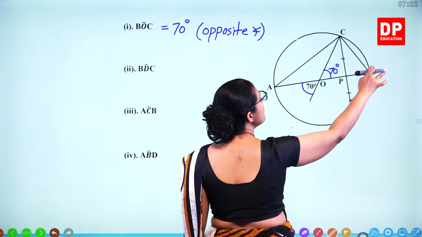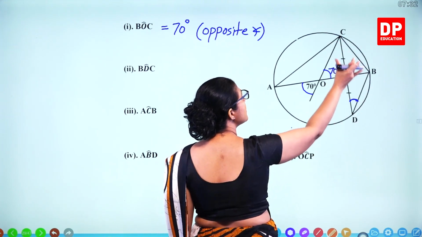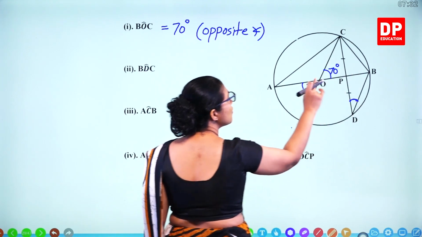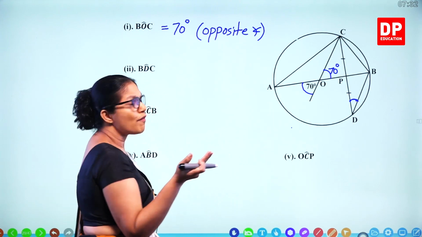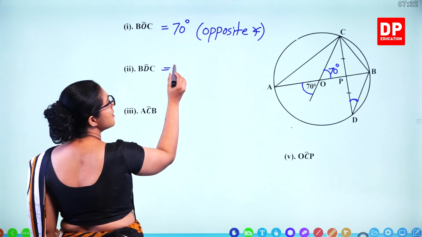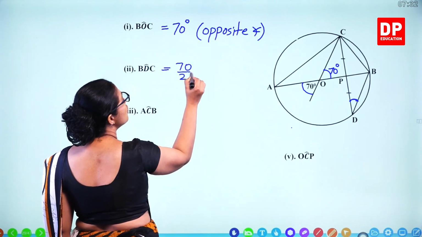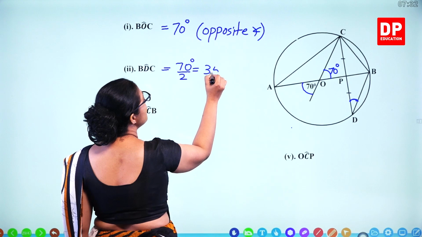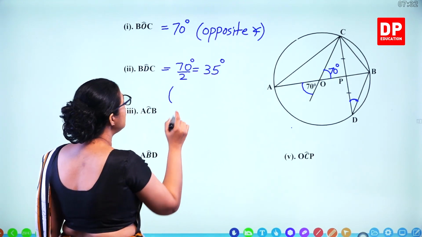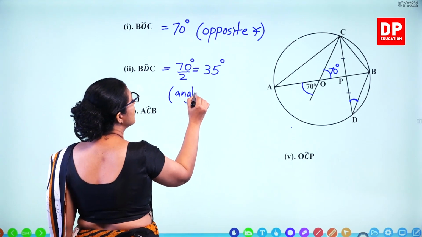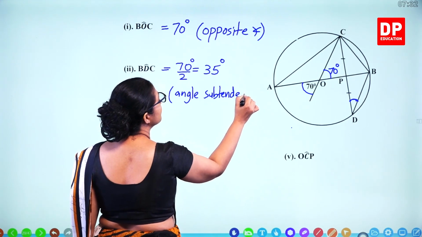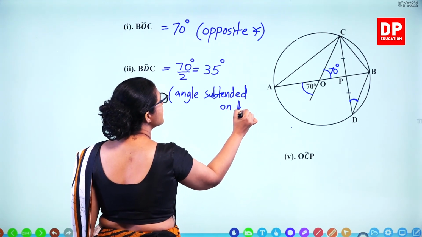Now see, for the BC arc, this is the angle subtended on the circumference. This is the angle subtended at the center. So what's the relationship? That's half of that. So you can write BDC is 70 divided by 2. That's 35 degrees. So you can write that's the angle subtended on the circumference.